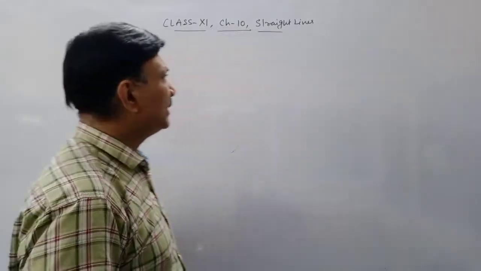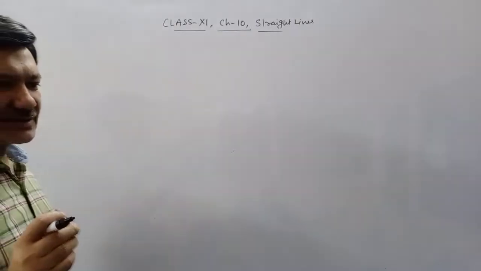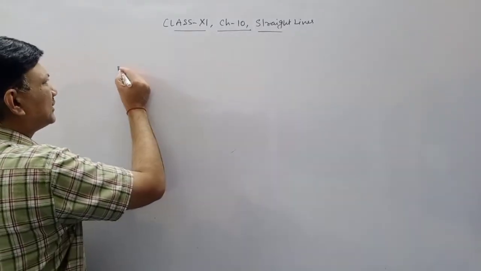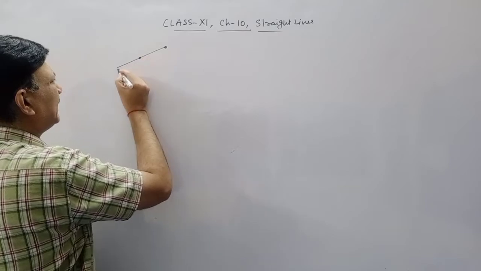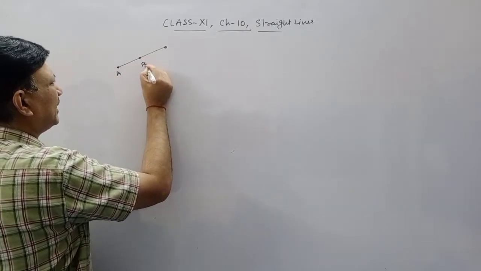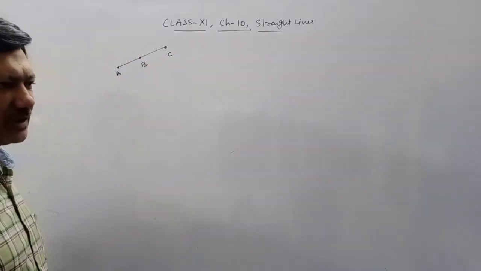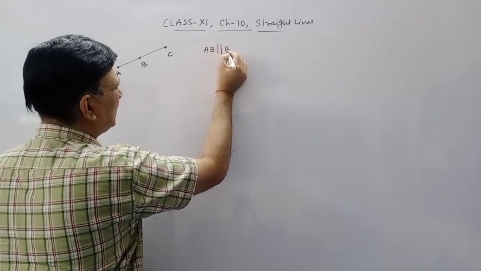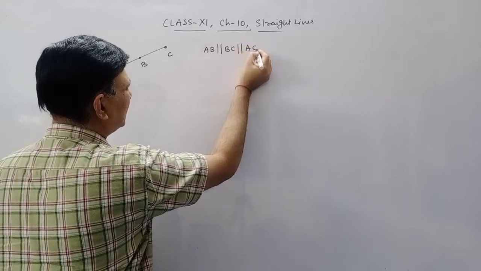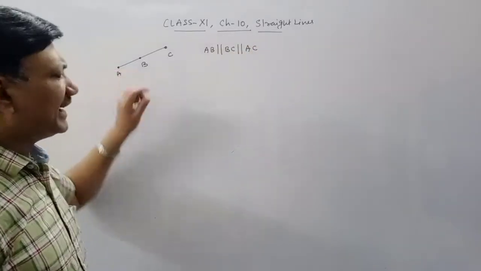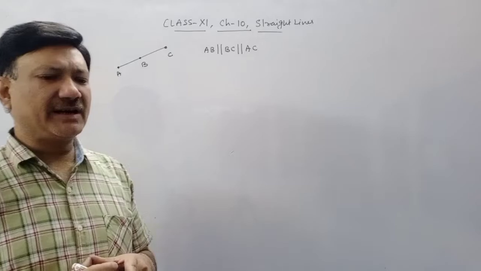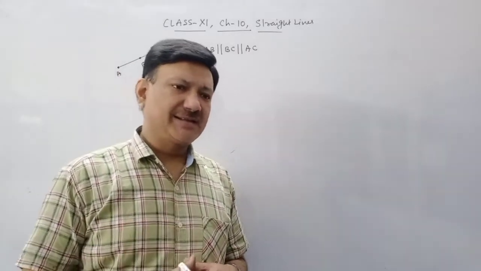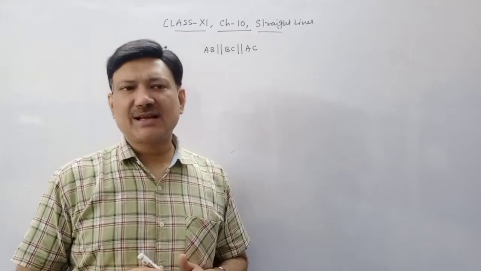Now we are going to discuss some other concepts related with slopes. Now see, if 3 points are collinear. Here AB parallel BC parallel AC. Now this line has 3 parts. One part is AB, another part is BC, and the third part is AC. And all these 3 lines are parallel lines.